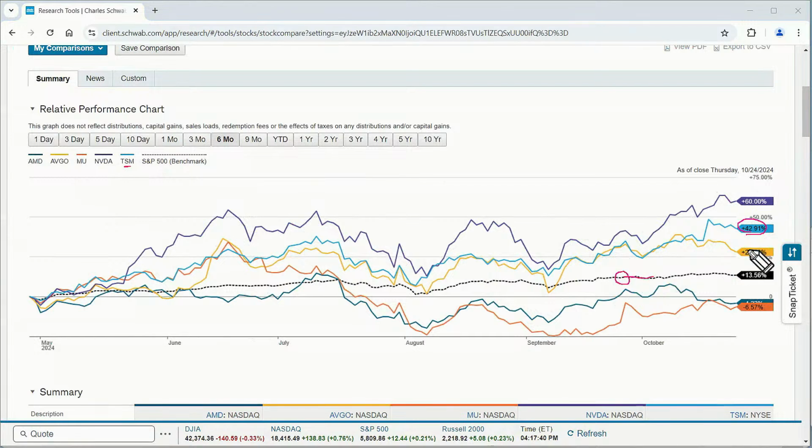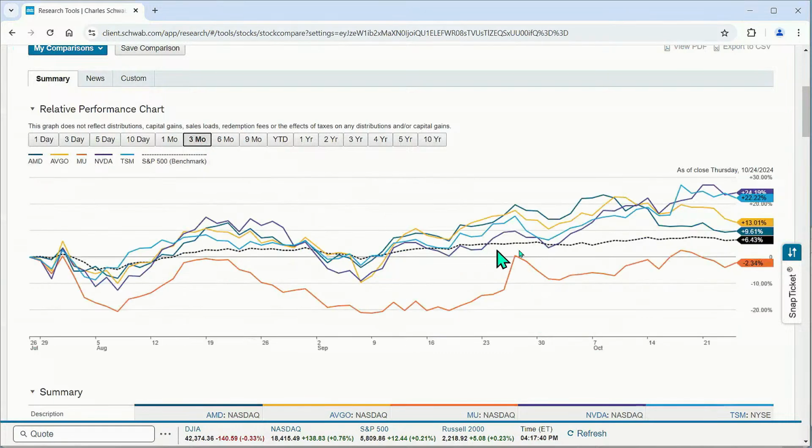What's our time frame? Our time frame is 6 months here. You can change the time frame, and if you're interested in more of a technical analysis, you can look for trends there, but I'm not going to do that right now. You can even zoom in. Let's go to 3 months and get a slightly different view on how these are doing.